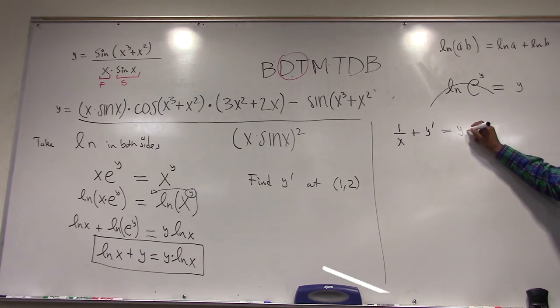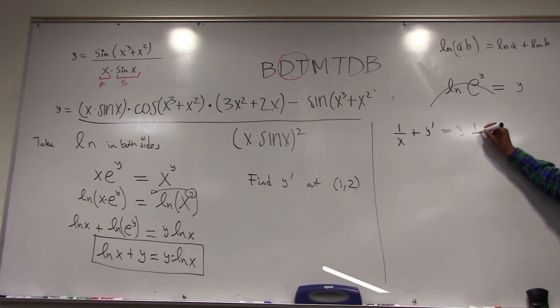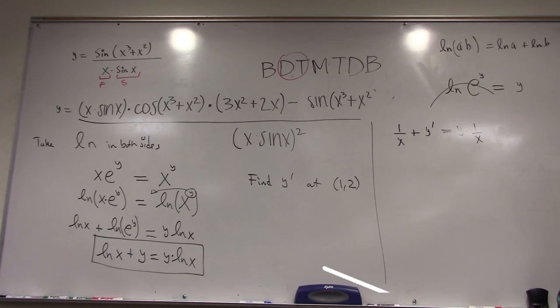First, I wrote it, times the derivative of ln of x, which is 1 over x. That's it, right, guys? No. Plus ln of x times y prime.